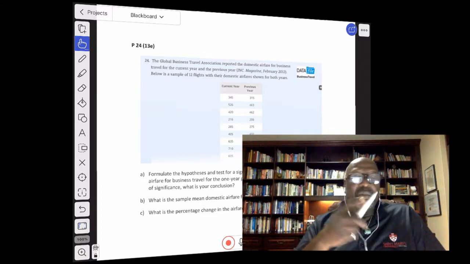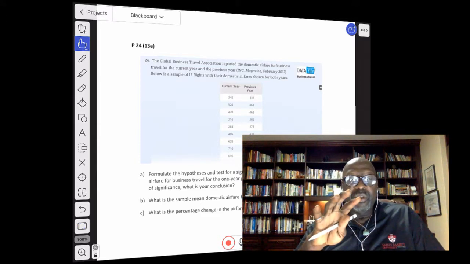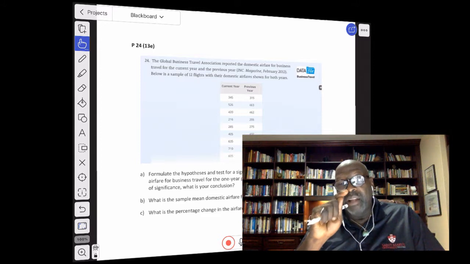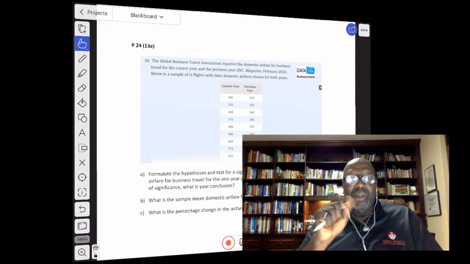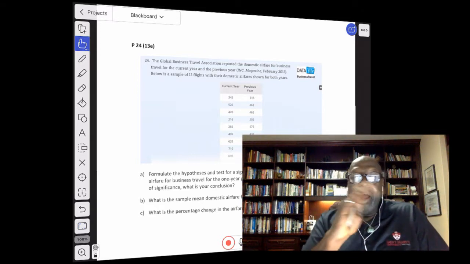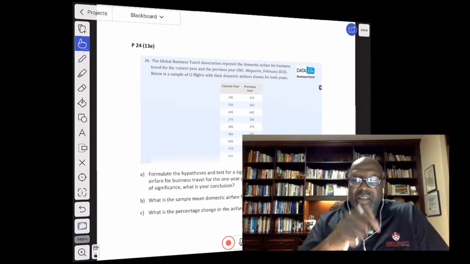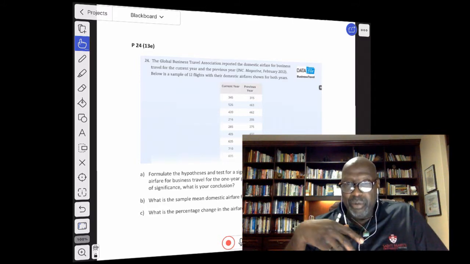So I wouldn't just randomly subtract before and after scores. I would actually subtract the before and after scores for a particular individual. So I am matching the pair of results, the before and after results. I am matching that to a particular individual. And hence we refer to that as a matched pairs problem.